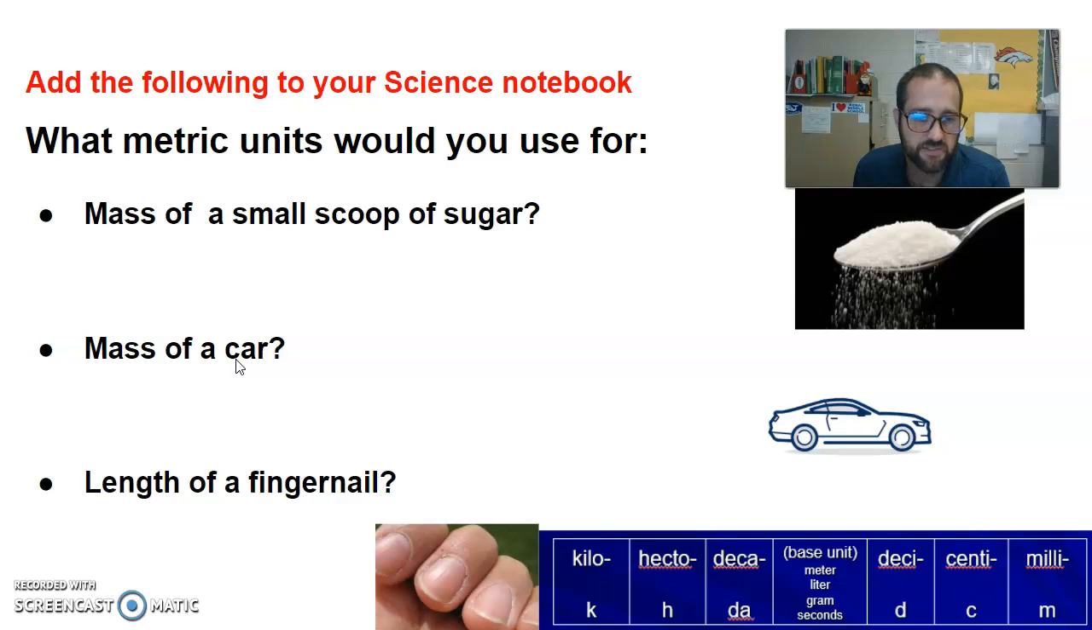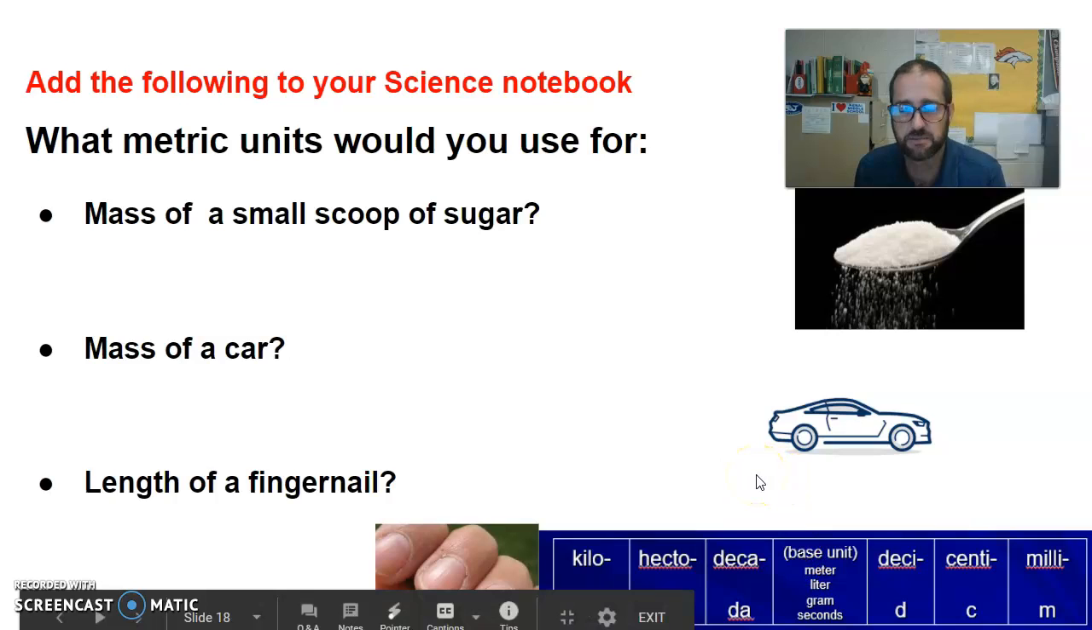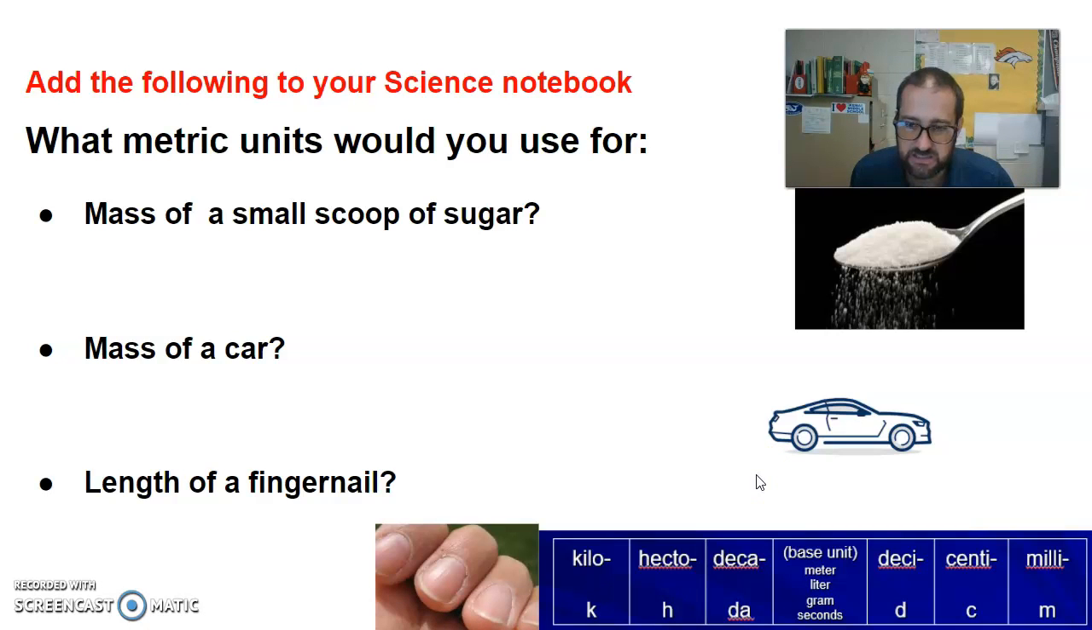What about the length of a fingernail? Right, we're not using inches. That's the English system. So we're using metric. So if you look at here, would it be a meter? A meter's about 3 feet long. So hopefully you picked something like a centimeter or millimeters. Either of those would be good choices.